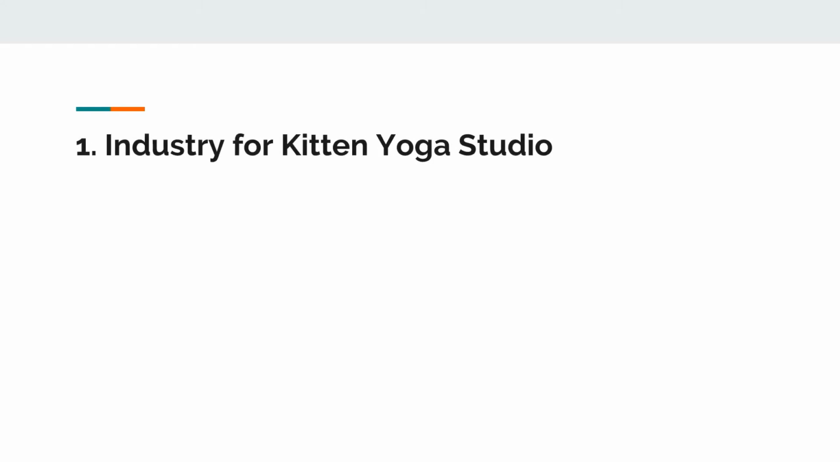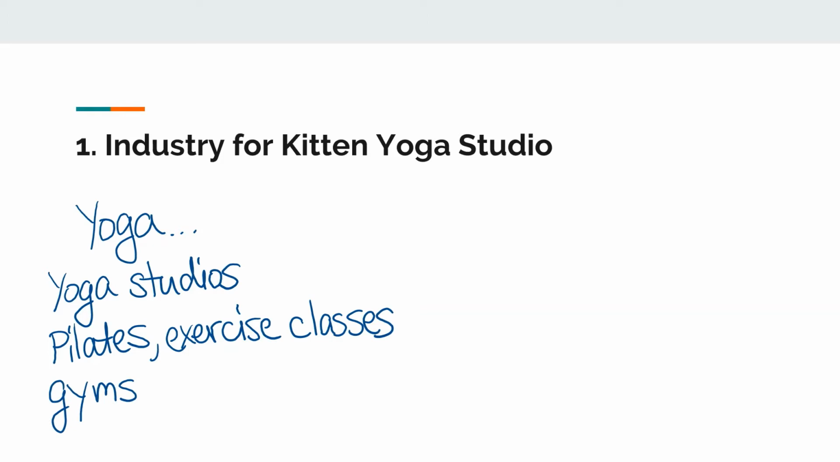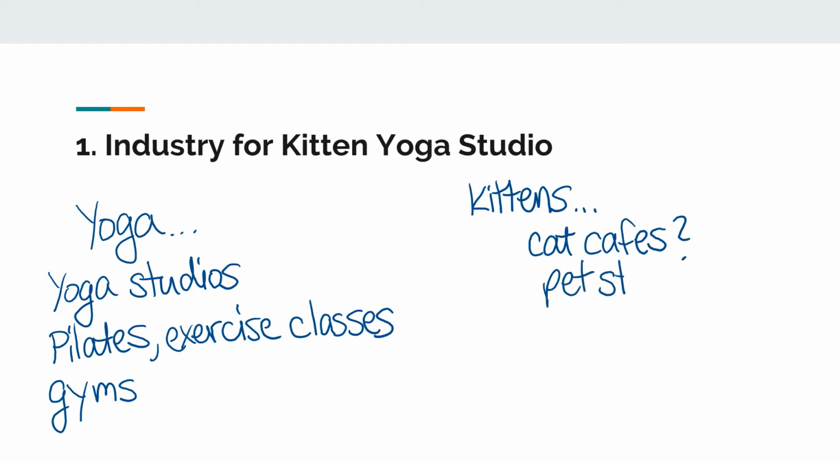Let's brainstorm industries relevant to my kitten yoga studio. So for yoga, it would definitely be yoga studios, maybe Pilates or other exercise classes, and gyms and fitness centers more broadly. What about for kittens? Cat cafes, pet stores, animal shelters?